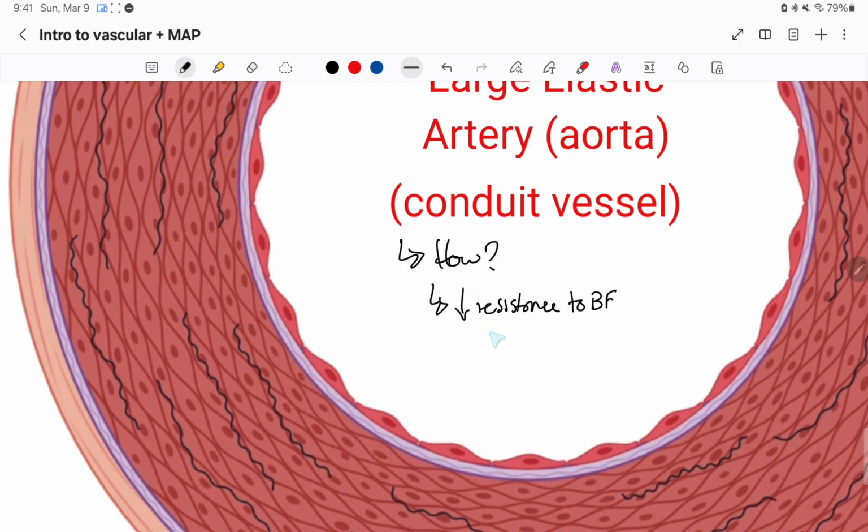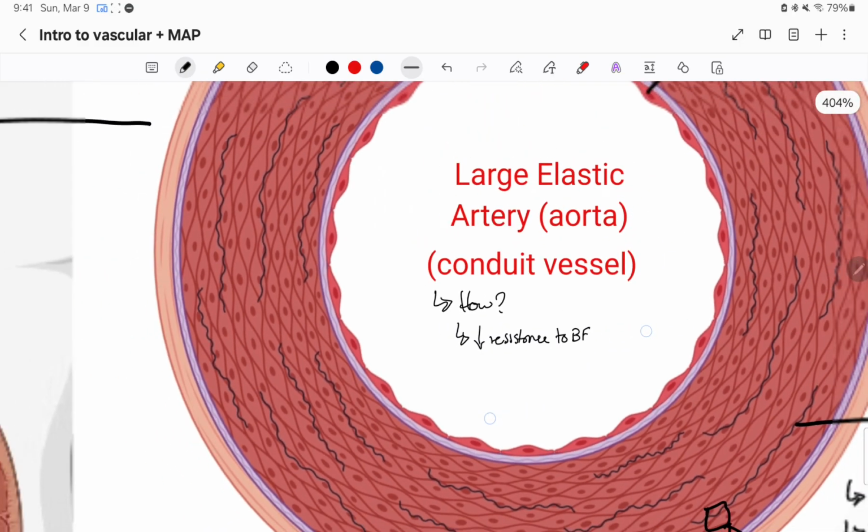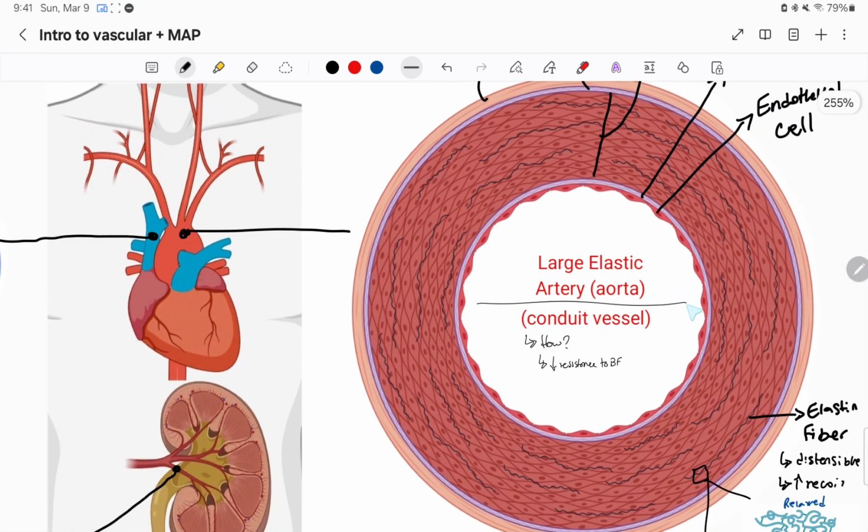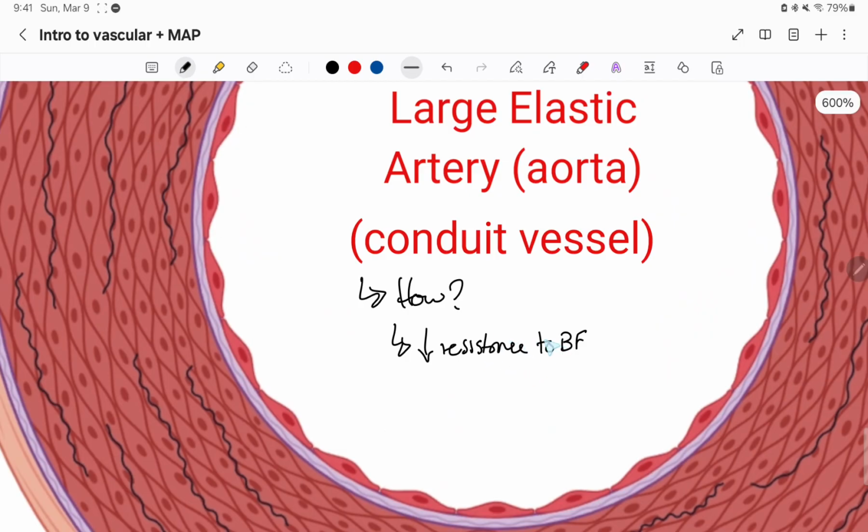But how come they have a low resistance to blood flow? Well, think about this. Look at the diameter of this artery. It's pretty darn huge. Now, you guys tell me something. If the diameter of this artery was smaller, would there be more resistance to blood flow? Would it be easier or harder to get the blood through a smaller diameter? Well, the answer is it would be harder, okay? So these guys have a low resistance to blood flow because they have a high diameter, okay?